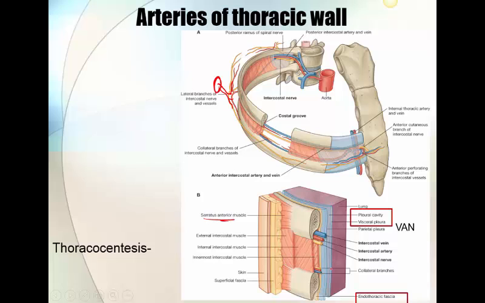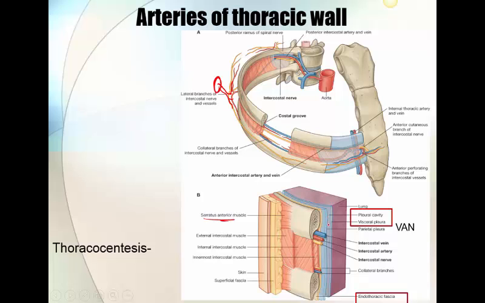Then this yellow layer is the endothoracic fascia, separating these structures from the parietal pleura. This darkish blue is the parietal pleura, which you see here. This is the visceral pleura, and this is the lung. And in between the parietal and visceral pleura, this area here is the pleural cavity, which is filled with fluid.